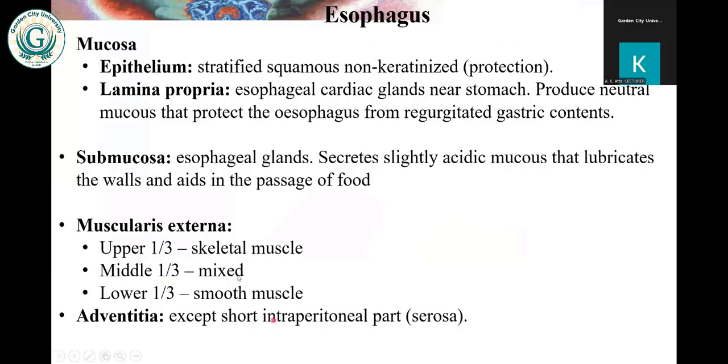Then I also explained that the esophagus, the upper one third is skeletal, the middle one third is mixed, that's skeletal and smooth, and the lower one third is just smooth muscle.